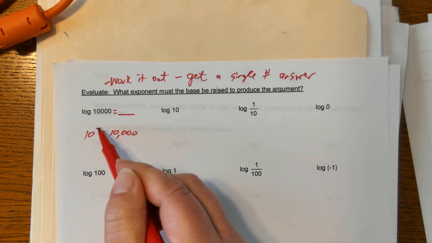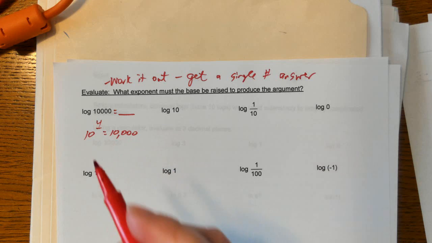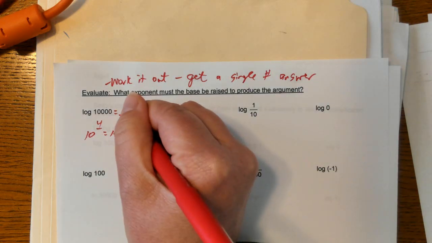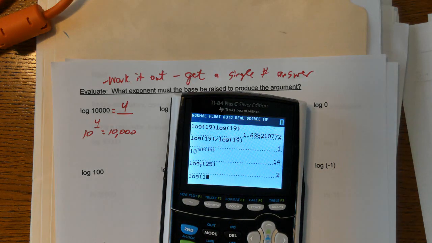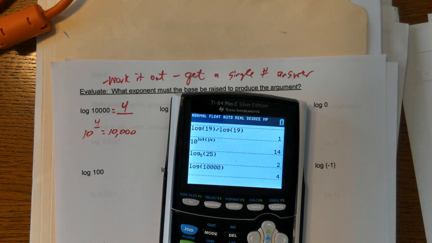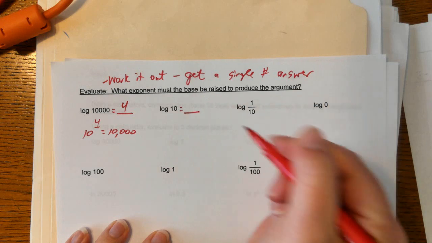Well, 10 to the second is 100. 10 to the third is 1,000. I bet you it's 4. 10 to the fourth is 10,000. And so that's great. We know what the answer is. If you struggled with that, you could type log 10,000 in your calculator, and it would tell you that the answer is 4. But I would like for you to try them on your own and not rely too much on the calculator, just for practice.